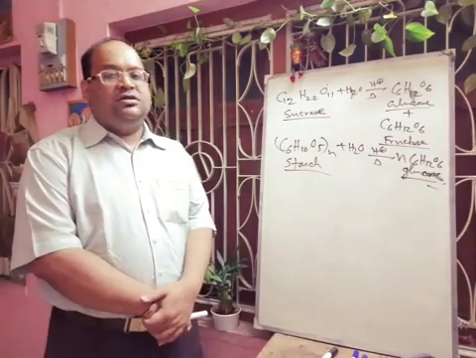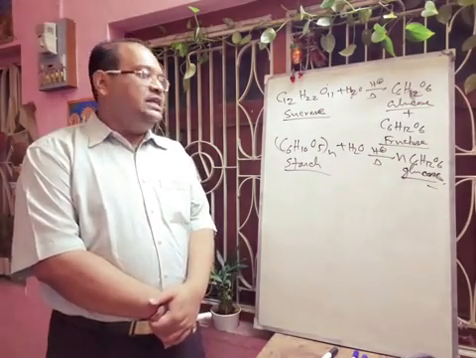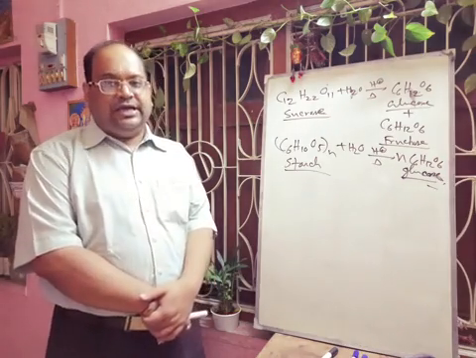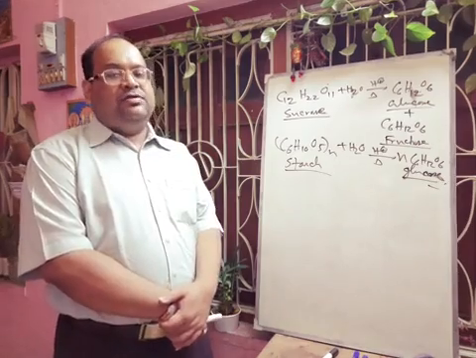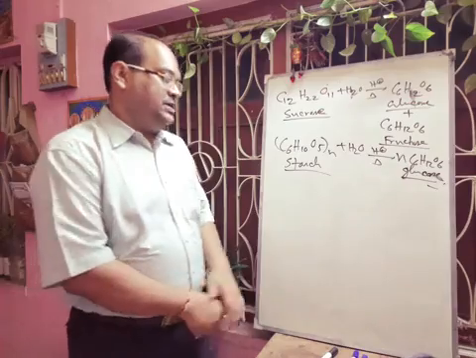Next we will discuss the physical properties. Glucose is generally a white crystalline solid and its melting point is around 146 degree centigrade. It is generally soluble in water and sweet in taste. Next we will discuss the chemical properties of glucose.